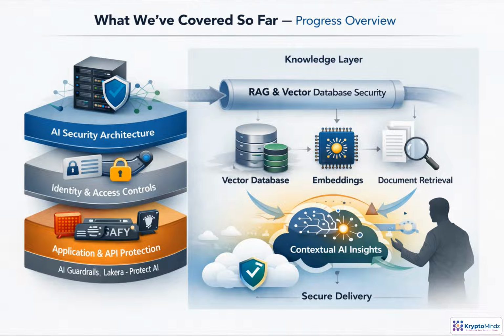You've already secured the core AI stack: architecture, identity, privileged access, APIs, application design, and guardrails. Now we extend those same controls into the knowledge layer, where RAG depends on embeddings, vector stores, retrieval, and context delivery.